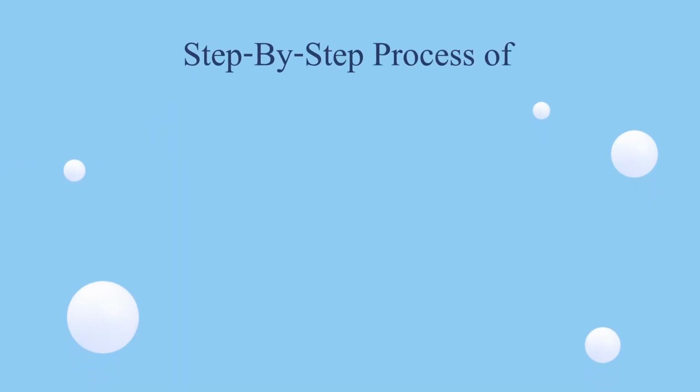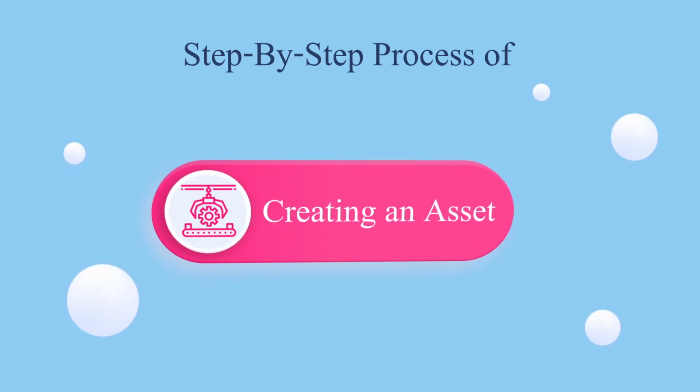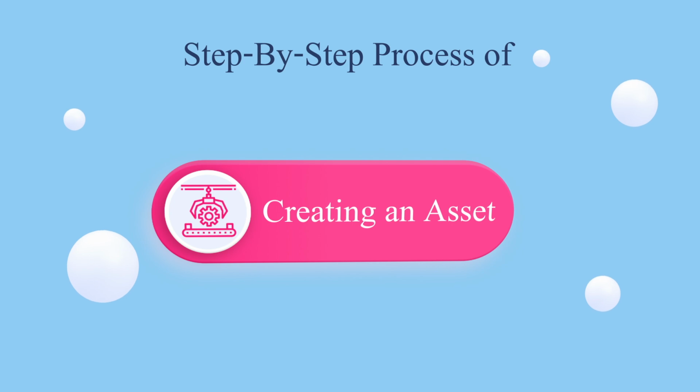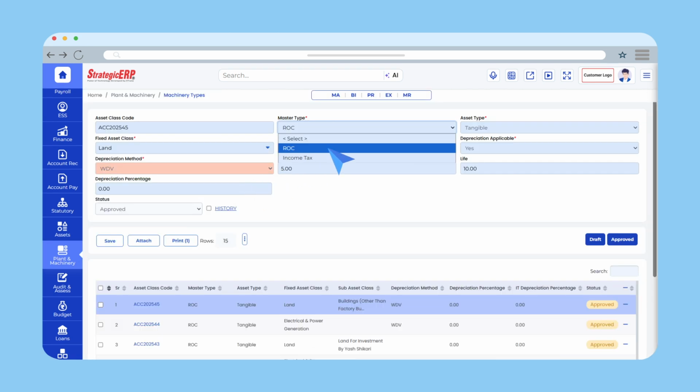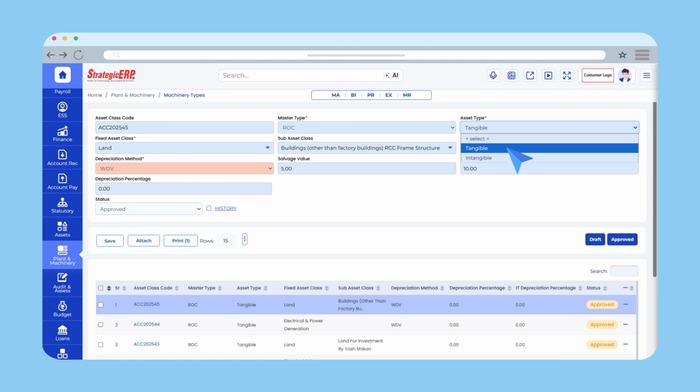Let us understand the step-by-step process of creating an asset under the plant and machinery module in StrategicERP. Navigate to the machinery types form under the plant and machinery module. Select the master type as either RoC or income tax. Select the asset type as tangible or intangible.